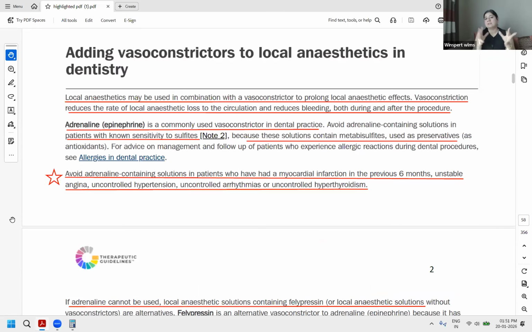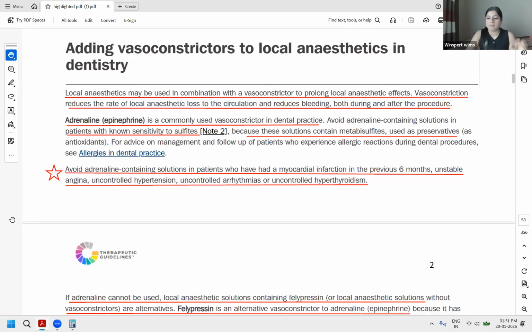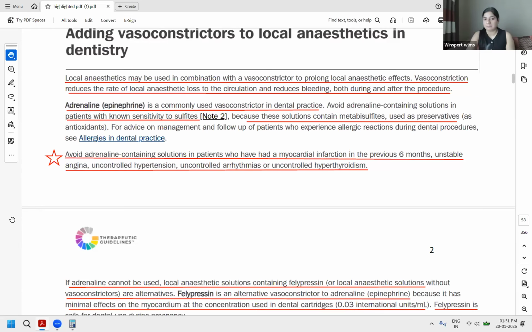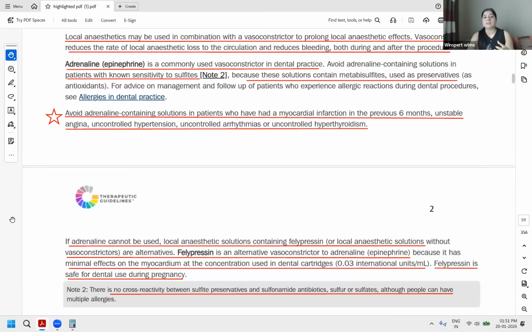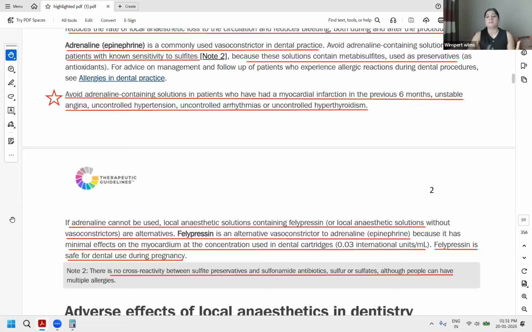So local anesthesia contains adrenaline and vasoconstrictors because it prolongs the depth and the duration of the anesthesia, reduces its systemic uptake and into the circulation. So prolongs the effect of local anesthesia locally. Some patients may have allergies to adrenaline. In those cases, you will choose felypressin. The allergies is coming from the metabisulfite and not from the adrenaline.